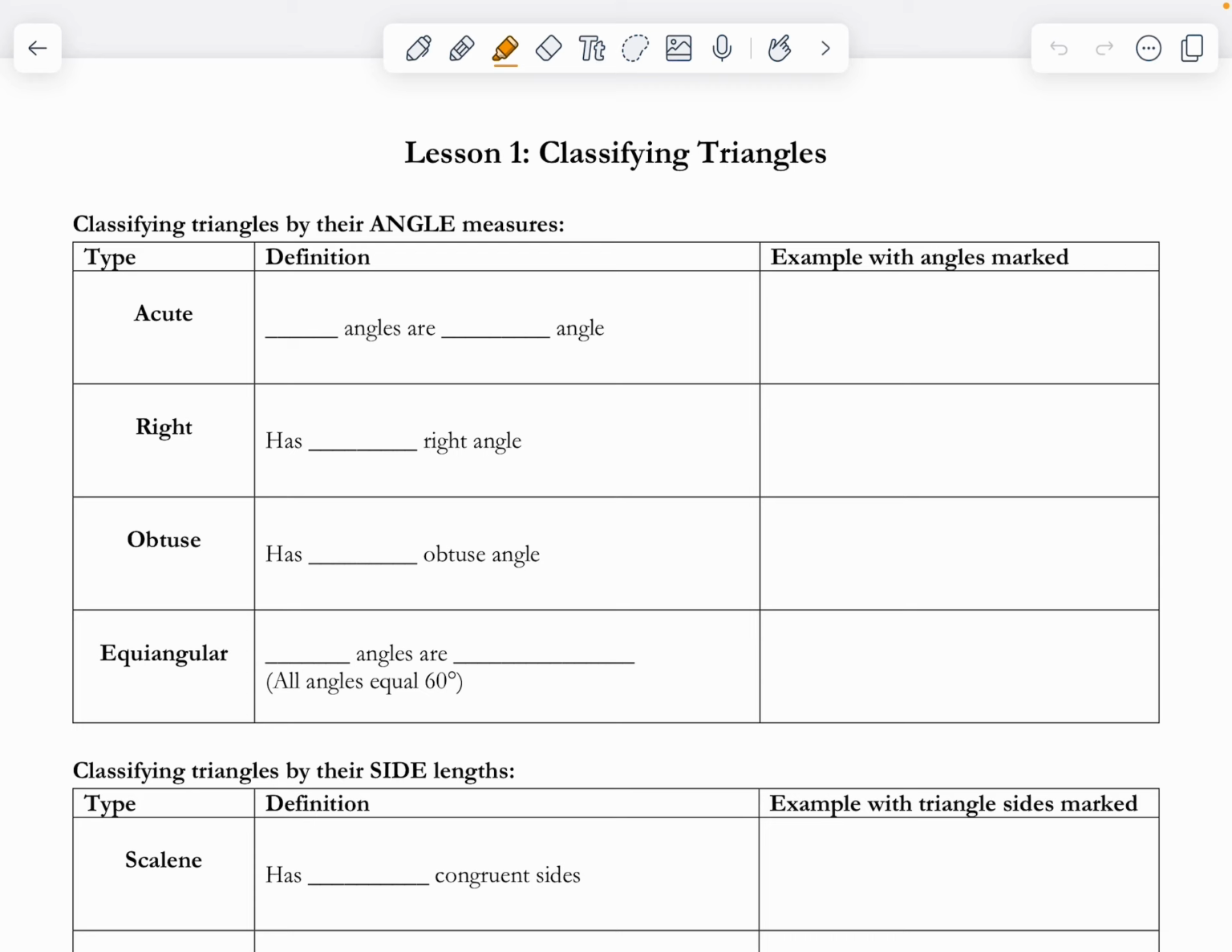All right, so today's set of notes are a little long, and that's okay. I'll try to get these done as fast as I can, and they're not too bad. So right now, it's just a lot. What we're going to be learning is classifying triangles. So there's a few different types of triangles.